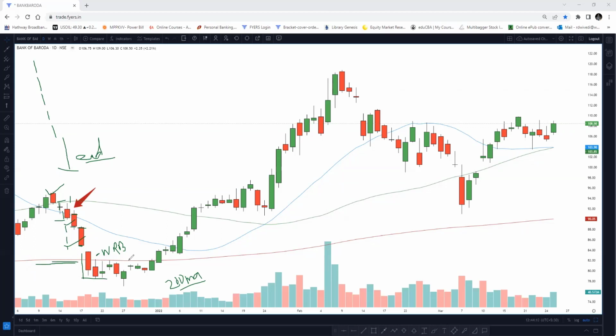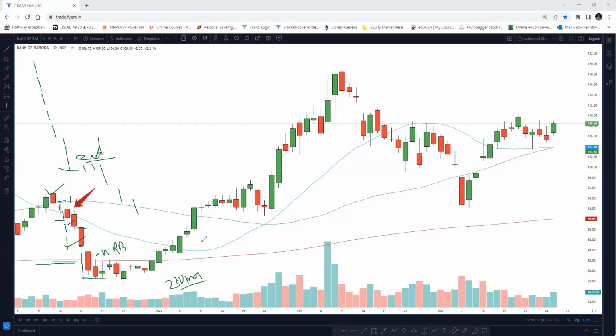Right, it can consolidate for a very long period of time, or it might rest for a day or two, and just start its move again in the same direction. That could also happen. But a wide range bar after a couple of bars in the same direction usually halts the prices, usually ends that momentum or slows it down. Keep this in your mind.